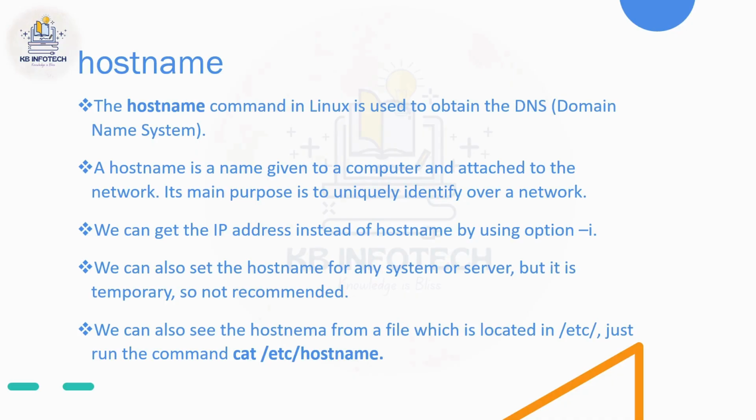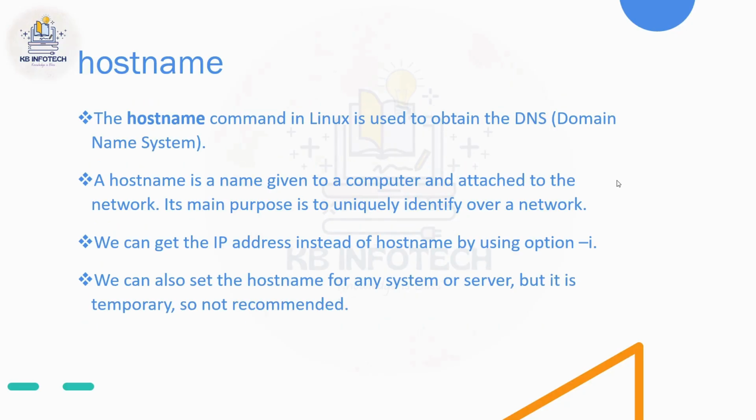Using the cat command, which displays the contents of a file on the screen, we can read the hostname file located under /etc/ with the command cat /etc/hostname. It will display the hostname of this particular Linux server. Right now, let's log into the shell and try this hostname command.